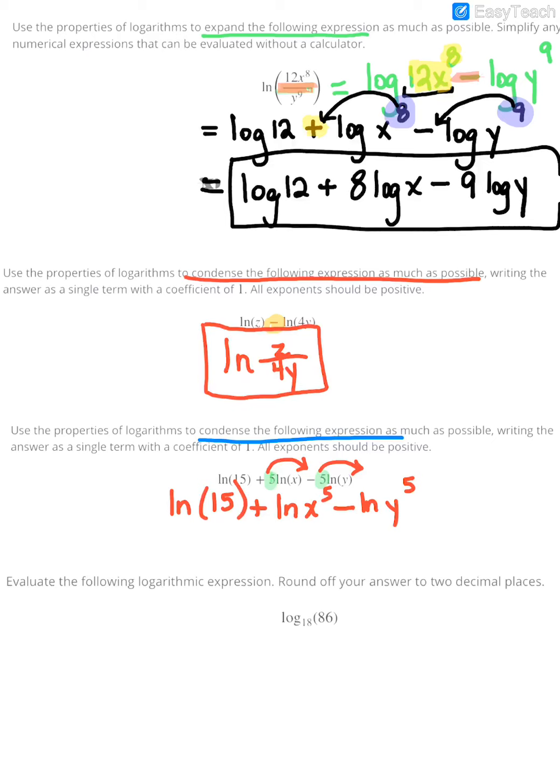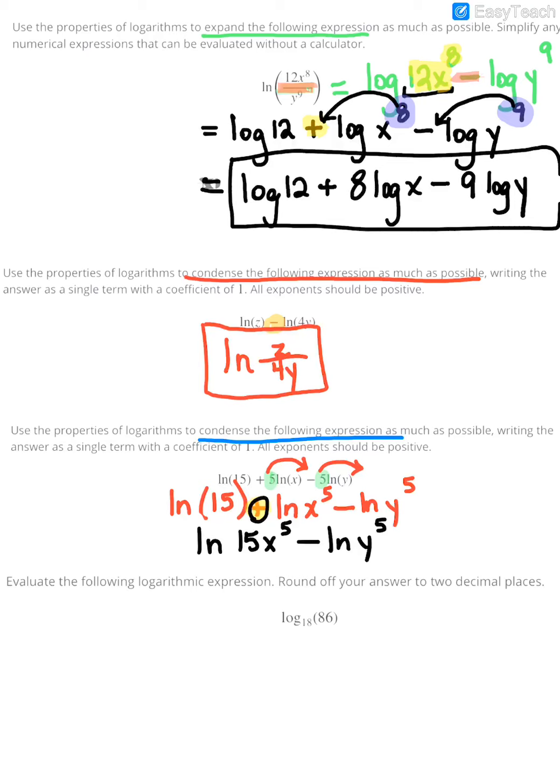Now, going from left to right, I notice that I see a plus sign first. So with a plus sign, I put those terms back together as a product. So I have the natural log, and I'll multiply the 15 times the x to the fifth because of the fact they were added up here. I still have the minus natural log of y to the fifth.